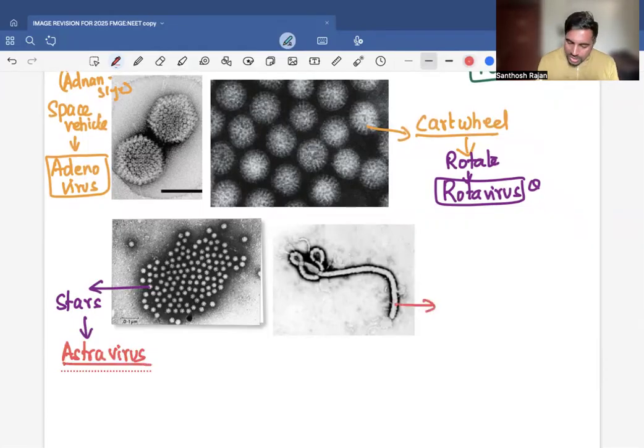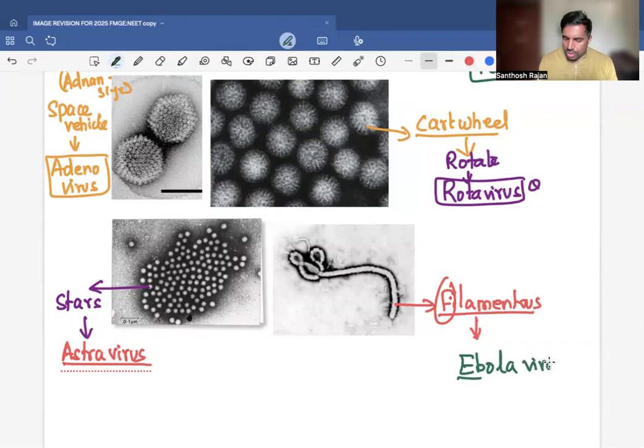So here, look at this. This is filamentous. Filament, no, it is filamentous. So the letter which is close to F in the alphabet is E. So it is Ebola. Ebola virus. Okay, Ebola virus. This is always a question. One question you can always expect. They can ask you.